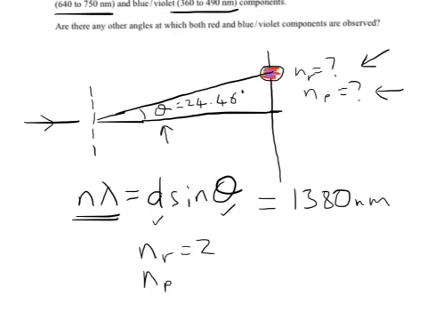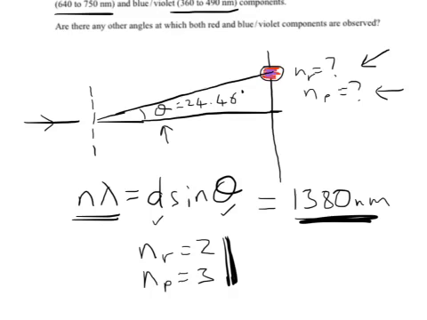So 3 times 360 and 3 times 490 gives a range that 1380 falls within. If you go up to 4, it's much too much, and if you go down to 2, it's much too little. So those two values are our n values.